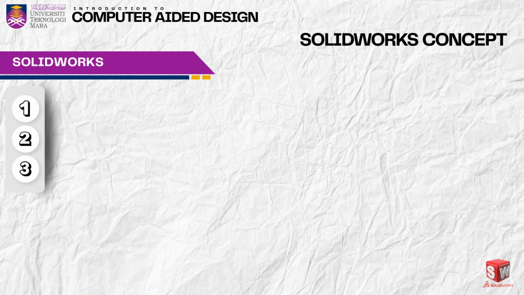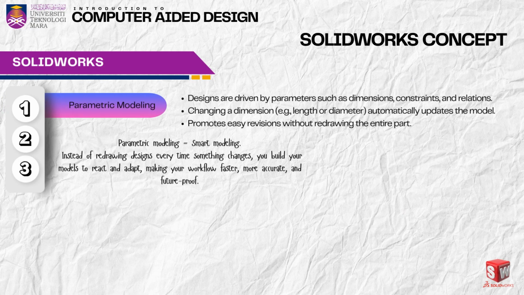Let's begin with the first core concept of SolidWorks: parametric modeling. In parametric modeling, your design is controlled by parameters, which are measurable values like dimensions, constraints, and geometric relationships. These parameters act as the driving force behind the shape and behavior of your model. The key advantage is that when you change any one of these parameters, such as the length, width, or diameter, the model automatically updates to reflect the change. This makes the design process far more dynamic and efficient.